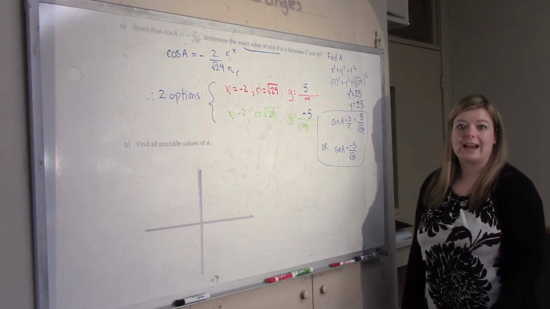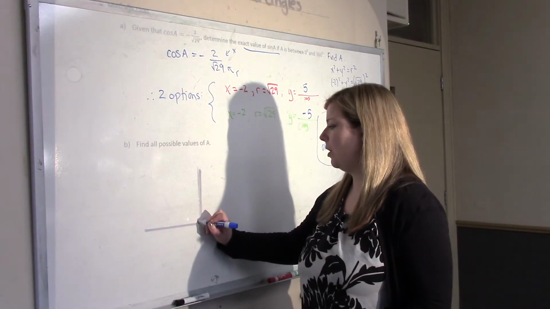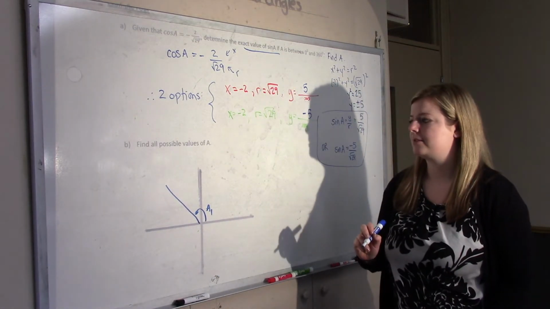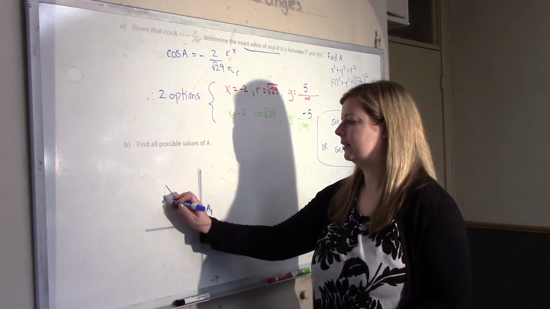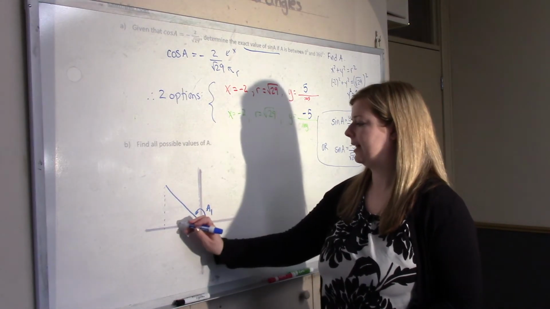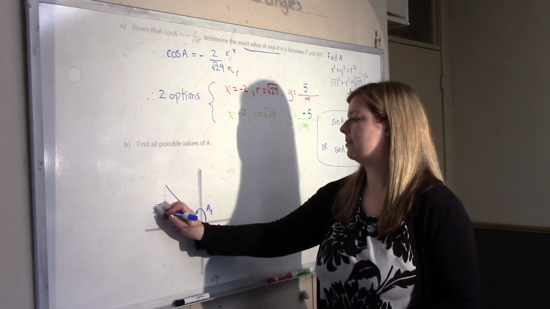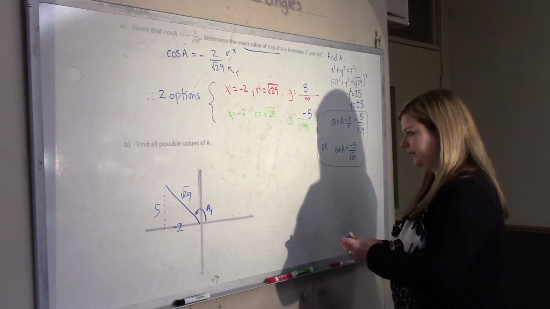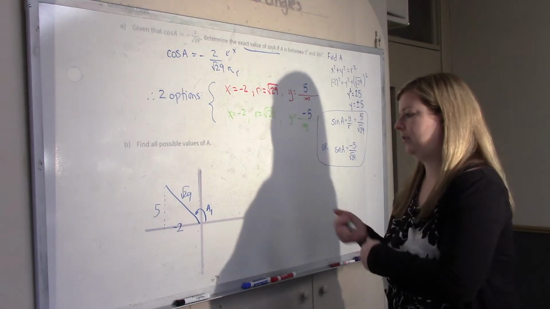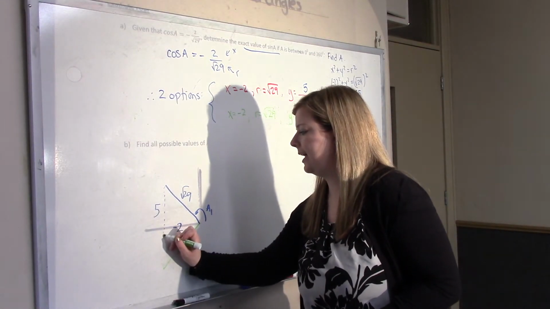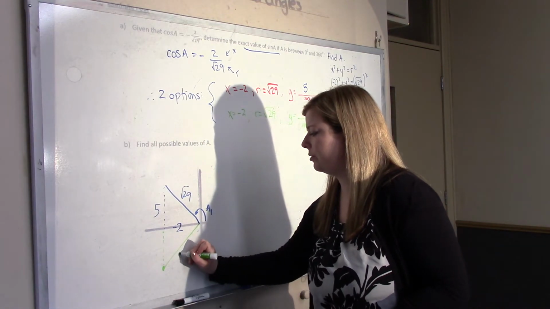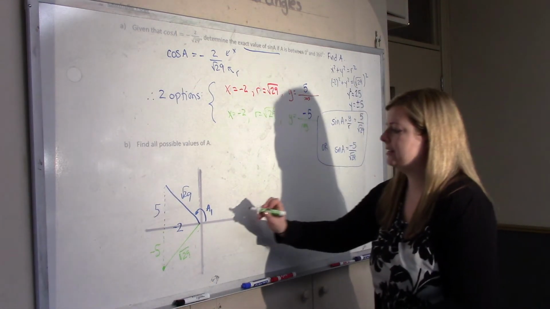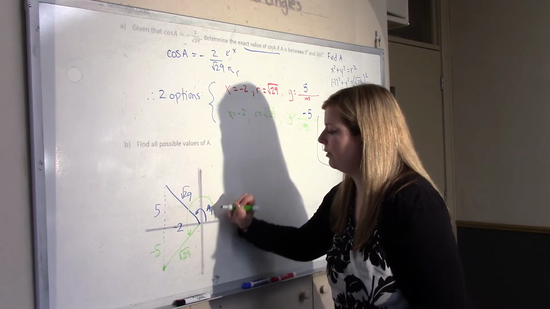Well, cos is negative, or x is negative. So that means one possibility is that A is in this quadrant. So we'll label that A1. This is the case where x is negative 2, y is positive 5 and r is root 29. But we also have an option that ends in this quadrant. That would be where x is still negative 2, r is still root 29, but y is negative 5. So A2 would start at the initial arm here and go all the way to that terminal arm.